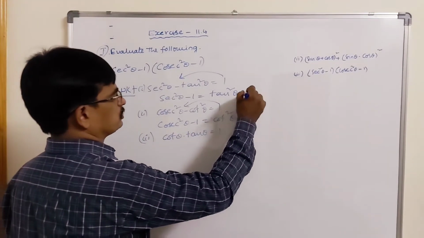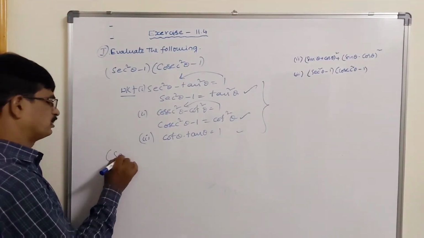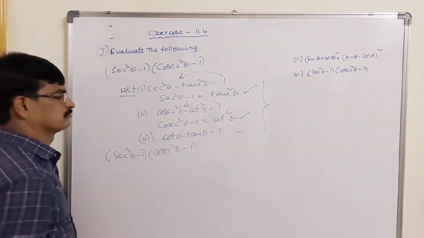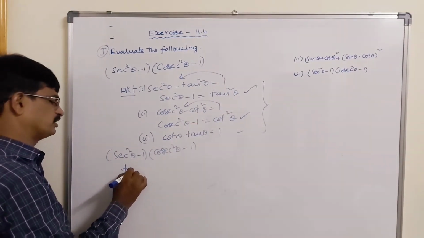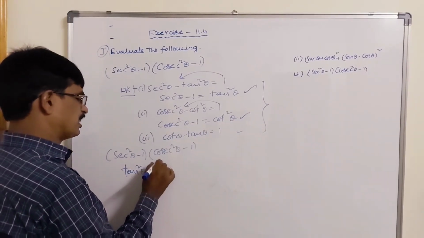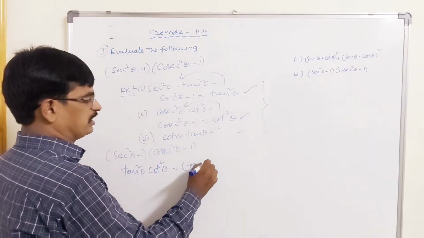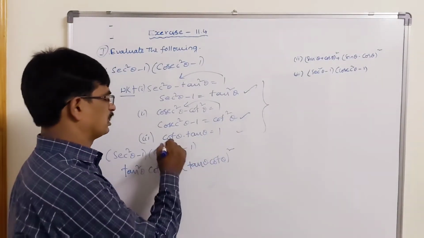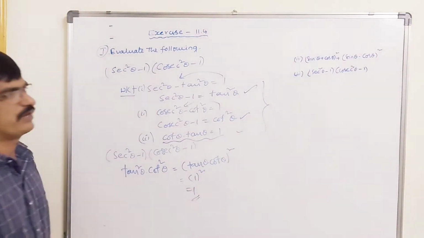These three we are going to use here. So now the question: secant square theta minus 1 into cosecant square theta minus 1. Secant square theta minus 1 is replaced by tan square theta, and cosecant square theta minus 1 is replaced by cot square theta, which is equal to (tan theta into cot theta) whole square. Tan theta and cot theta are reciprocal to each other, so that is 1 whole square, which is equal to 1. That is the final answer.